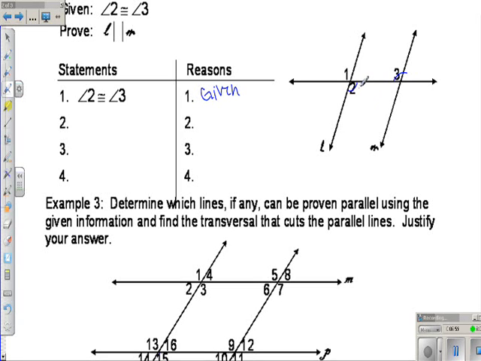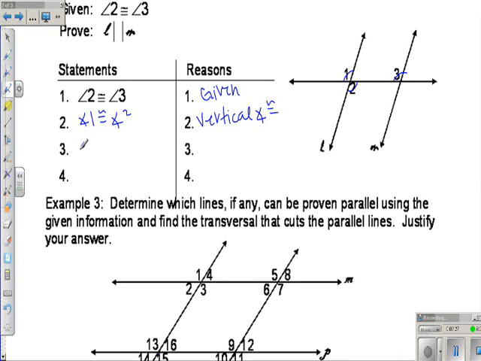Now remember, we don't know that the lines are parallel yet. But since angle 2 is congruent to angle 3, and we can see from our picture that angle 1 is congruent to angle 2, okay? Angle 1 is congruent to angle 2 because they are vertical angles. So we would say vertical angles are congruent. Okay? Now, you can see 1 and 3, those are corresponding angles.